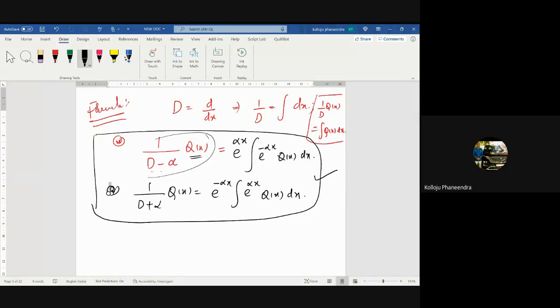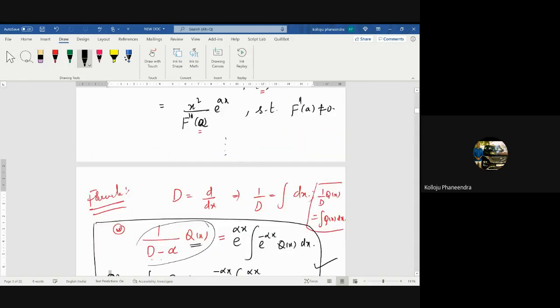Assume 1 by d minus alpha into q of x equal to some y. Then d minus alpha into y equal to q of x. What is this? dy by dx minus alpha y equal to q of x. It is a linear differential equation. Find the integrating factor, find the solution. Then you will get this answer. Okay, that part is there.